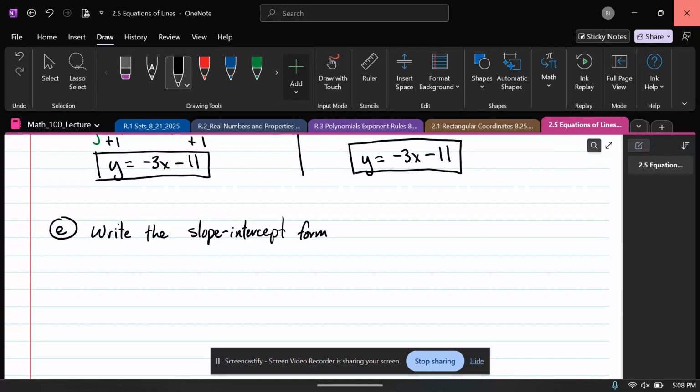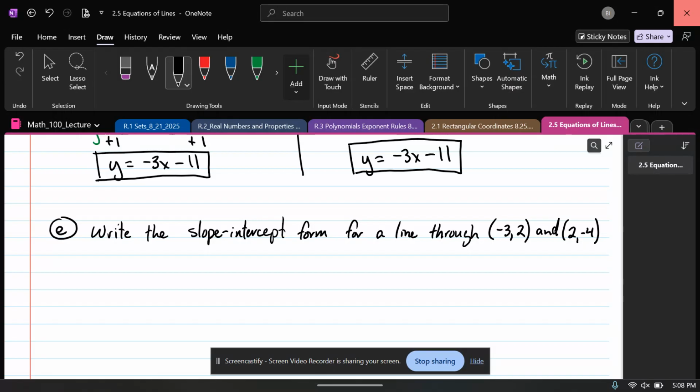Slope-intercept form for a line through (-3, 2) and (2, -4). Okay, that should look familiar. It's the same points we had on the example. What was it? C. No, it wasn't C. It was B.